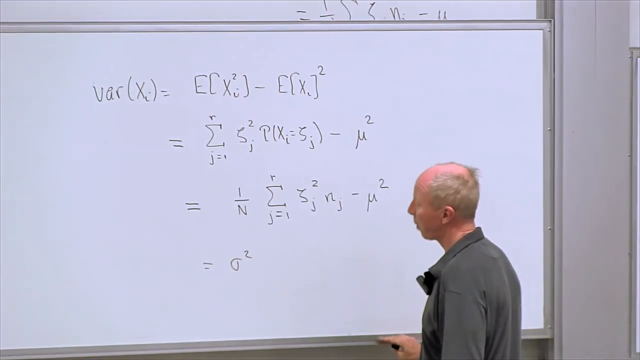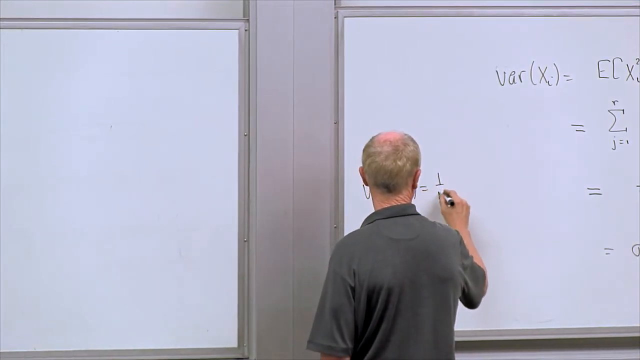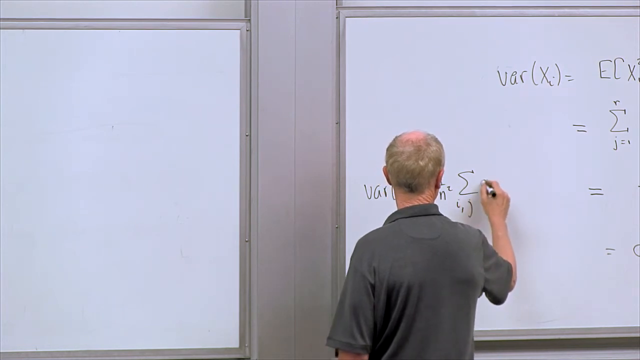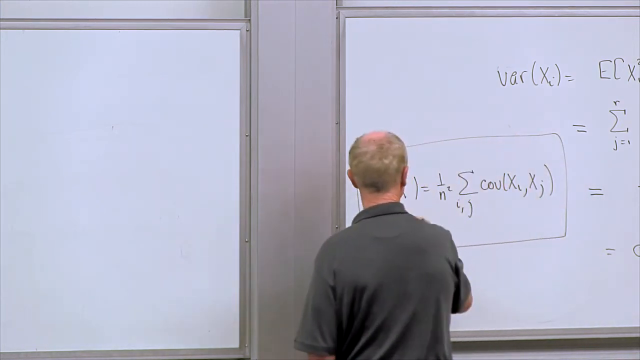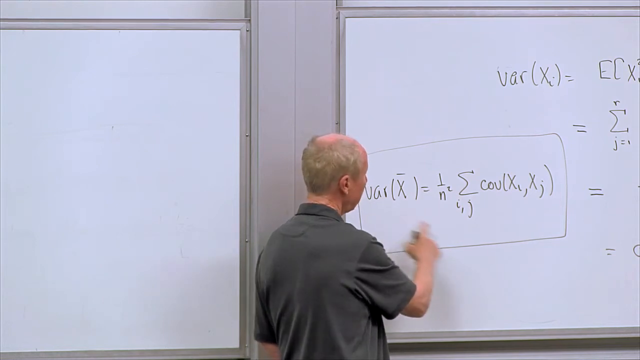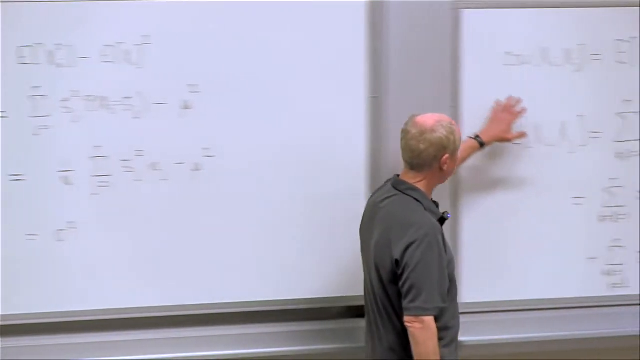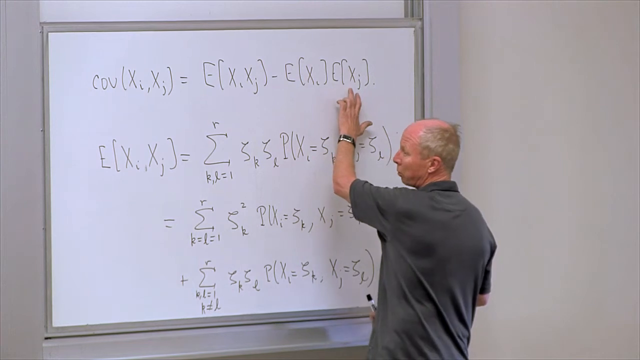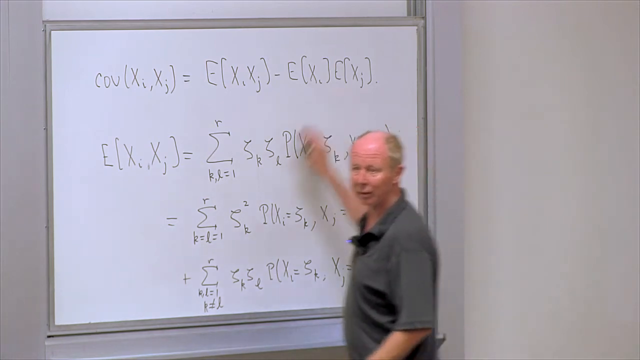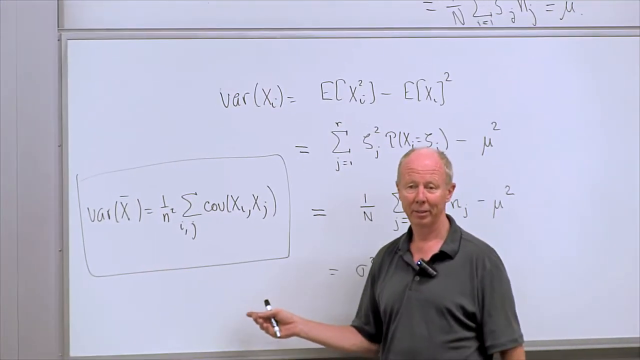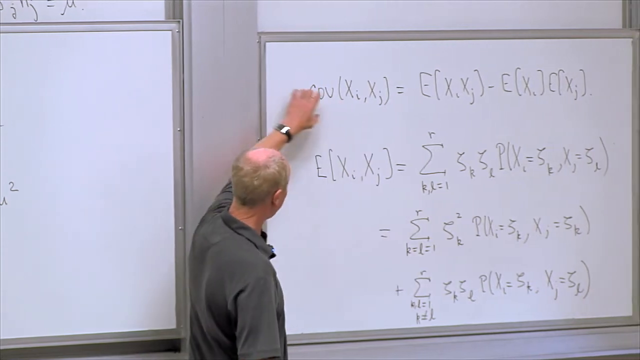Remember, the variance of X bar was this. This is what we're trying to do, compute the variance of X bar. And it's this here, so we have to compute all these things. So this is the beginning of that computation. We did this and this. These are both mu. So now we have to compute this one. And then once we compute this, we subtract mu squared. And then we're going to sum over all I and J. And that'll give us this. Okay. So the first step was computing that.